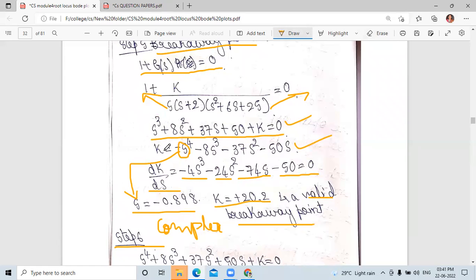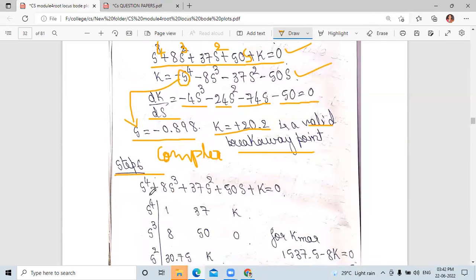So when you solve this equation, this is s to the power of 4, this is s to the power of 3, this is 37 s square, and here minus 50 s. It is a mistake. You can write s to the power 4, 8 s cube, 37 s square, 50 s plus k equals 0. That is the equation we get. The same equation you consider for step 6. So from this, the A0 value, next the A2 value, and next the A4 value.